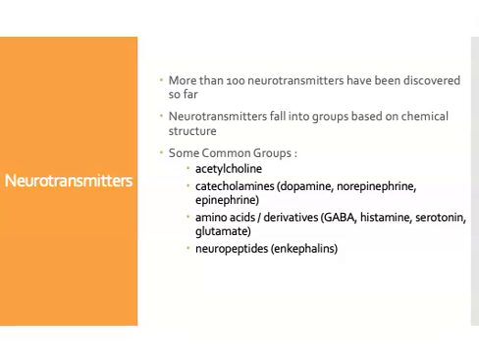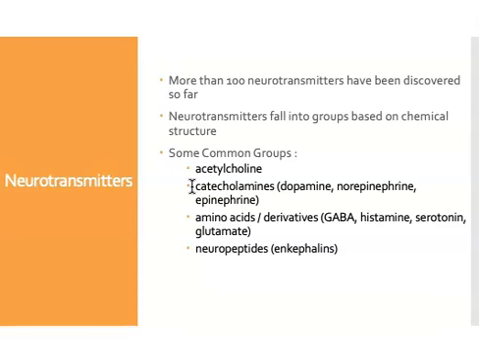More than 100 different kinds of neurotransmitters have been discovered so far, and believe it or not, we are finding new neurotransmitters all the time. We break neurotransmitters down into different groups based on their structural chemistry. So again, we know acetylcholine is sort of its own unique neurotransmitter. We know catecholamines include dopamine, norepinephrine, and epinephrine.